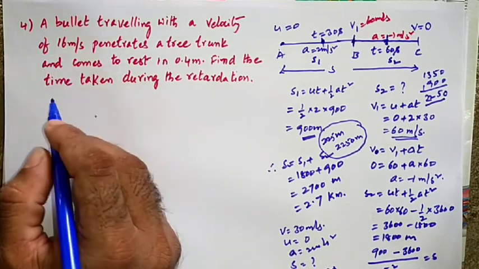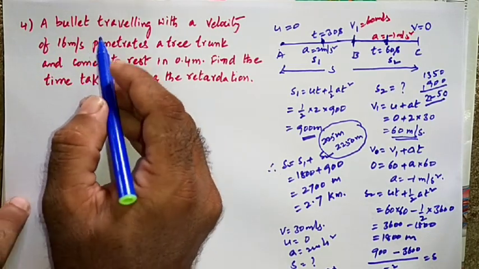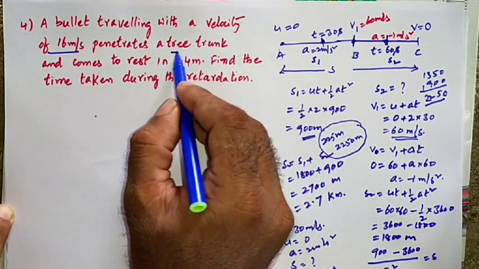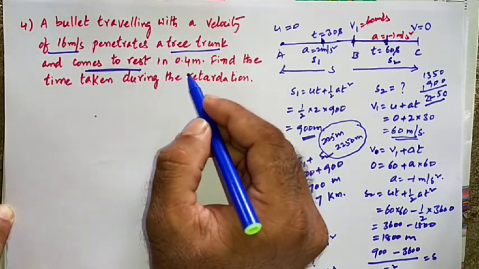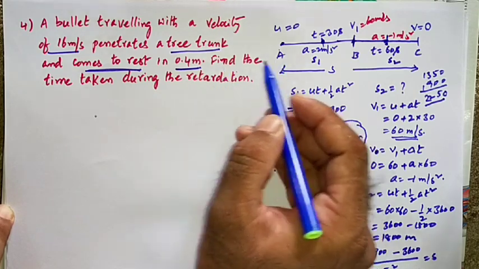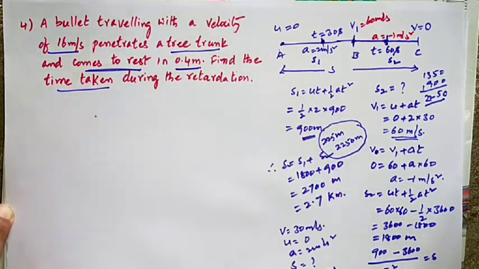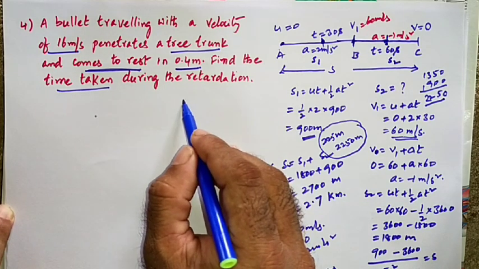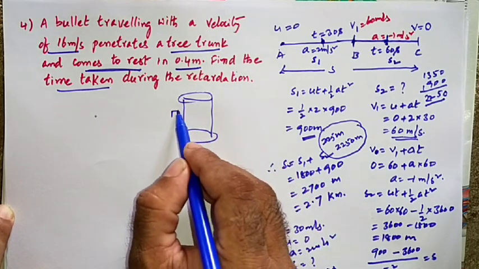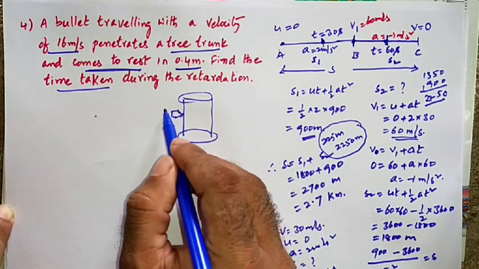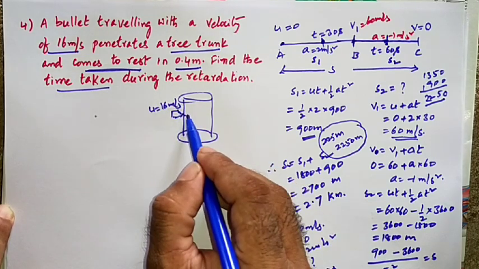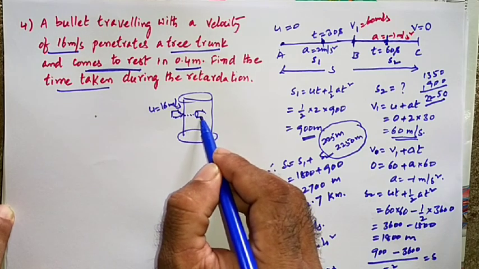Now see question number 4. It is given that a bullet traveling with a velocity of 16 meters per second penetrates a tree trunk and comes to rest in 0.4 meters. Means after traveling 0.4 meters, it comes to rest. Find the time taken during the retardation. Let us take a trunk of a tree. Before hitting the tree, its velocity is how much? Let us take that as 16 meters per second. After penetrating through this, here it comes to rest.